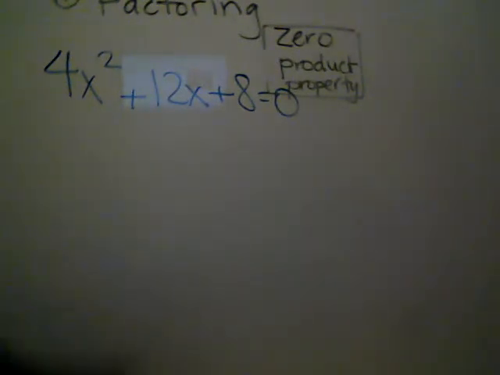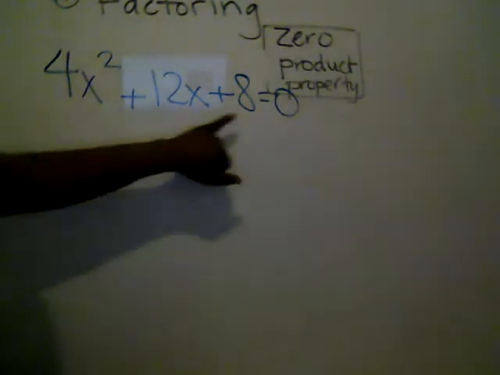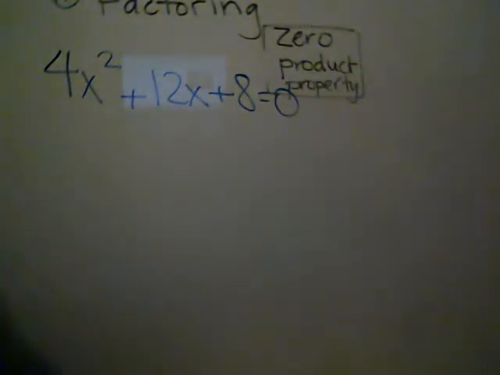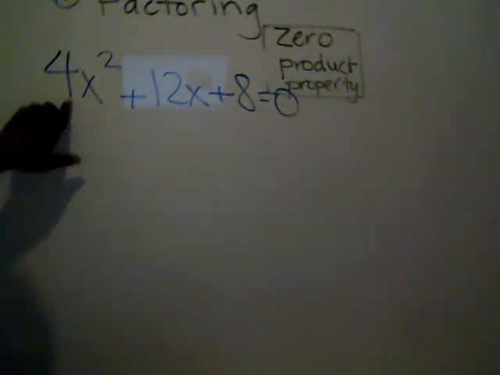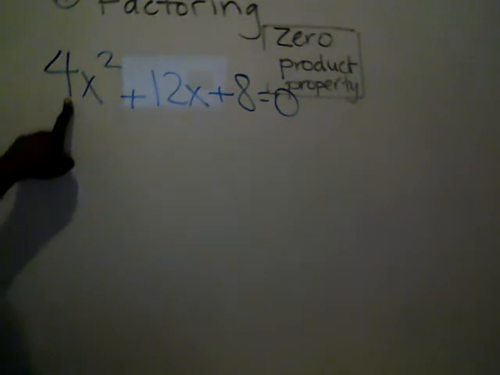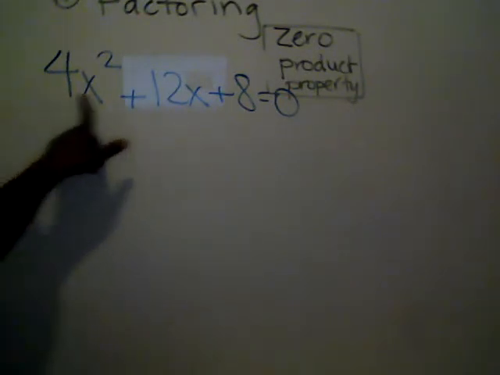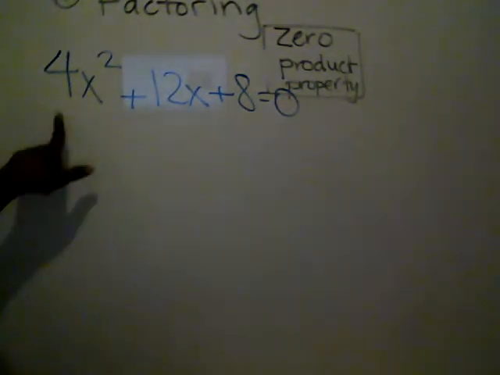If you can, you want to divide by anything that these numbers have in common just to make the numbers a little bit smaller. In the example we did before, we did not have a number in front of the x squared, so we didn't have to really divide by anything. But if you notice you have a number in front, see if you can divide everything to make these numbers a little bit smaller.